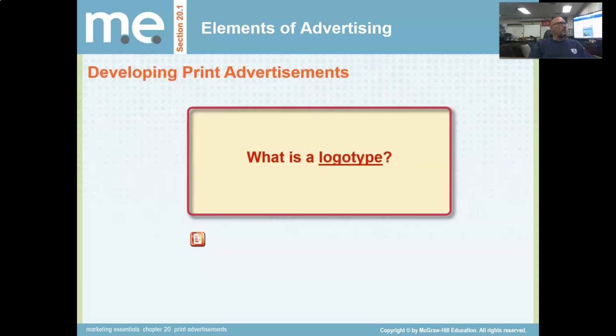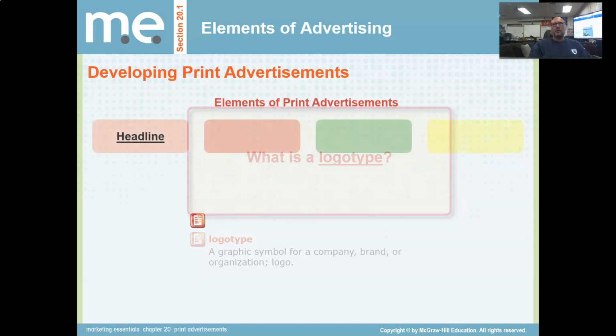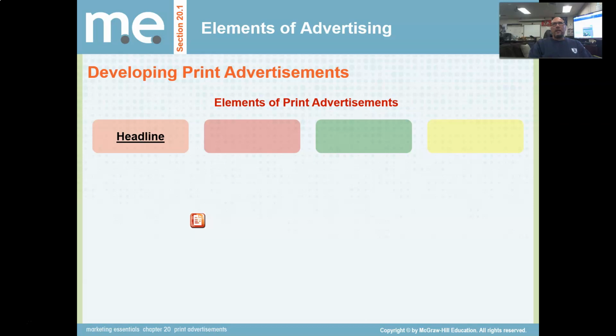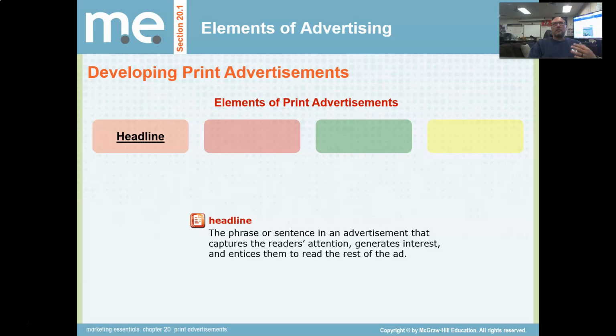So what is a logo type? The definition is a graphic symbol for a company, brand, or organization. Short term is logo. Developing print advertisements. Elements of the print advertisements again are headline, and the definition for headline is the phrase or sentence in an advertisement that captures the reader's attention, generates interest, and entices them to read the rest of the ad. So when we get to those guys I was telling you about on Masterclass, Got Milk was their headline.